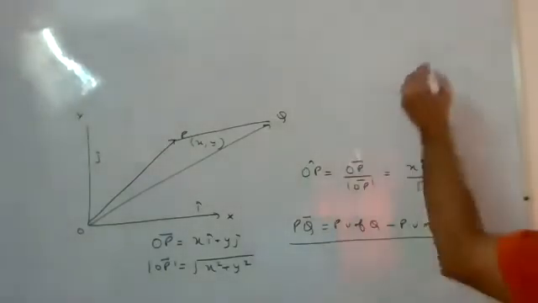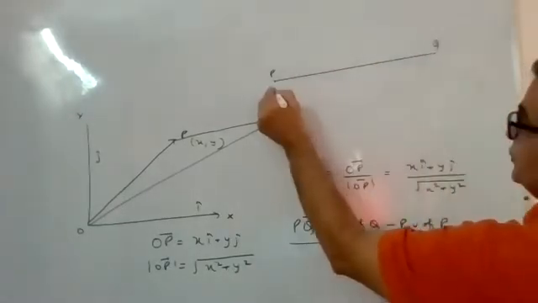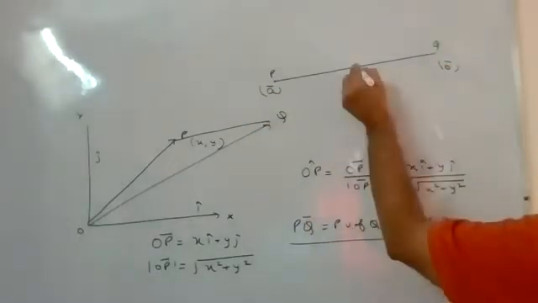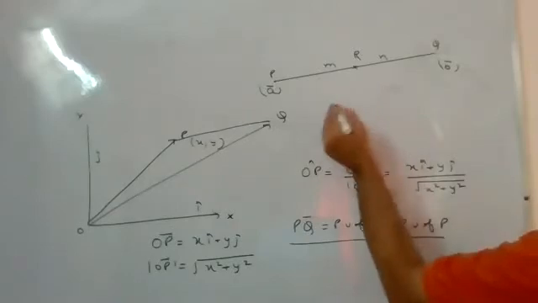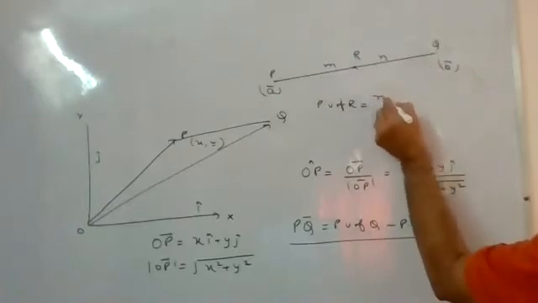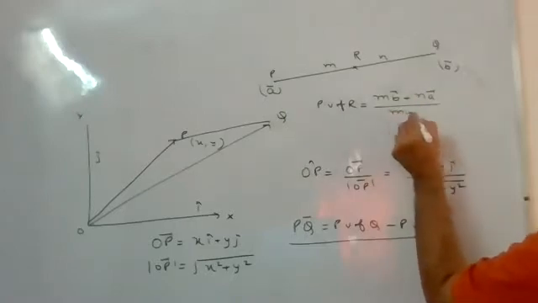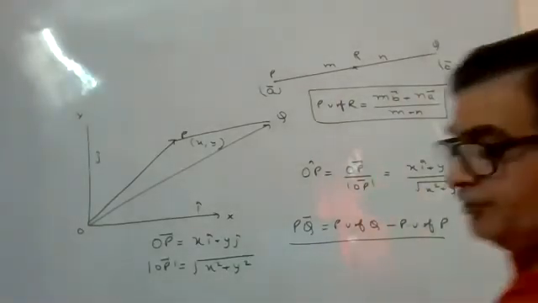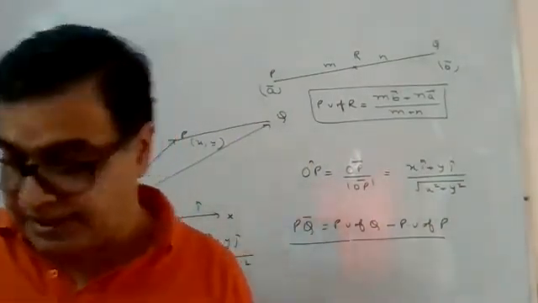And then one more result we have done in the last class. If this is a point P, this is point Q, and the position vector of this is denoted by A, this by B, and let there be a point R which divides this in the ratio M:N, then the position vector of R is equal to MB plus NA divided by M plus N. This is the ratio formula I told you, which you use if the position vectors are known. So these are the things we have done last time.